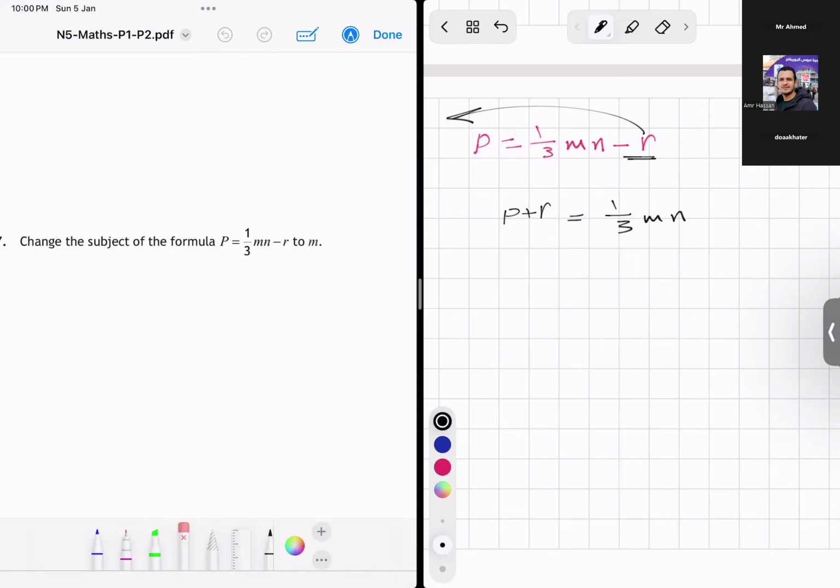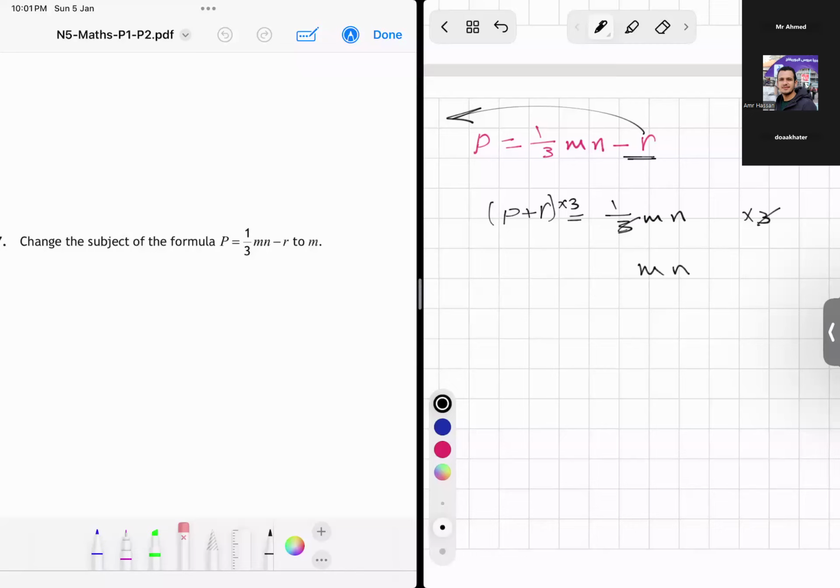I need to multiply. If you want to get rid of a fraction, you multiply the left hand side and right hand side by the same number. So I need to multiply by 3, right? So this part also, I need to multiply it by 3. So this one, it's been cancelled.